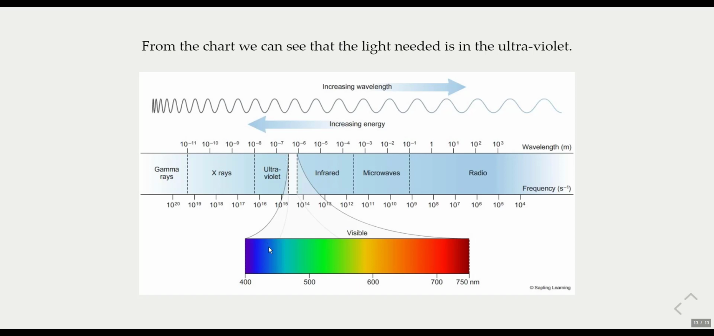And I can kind of tell by looking here, I'd have to be at 4 times 10 to the minus 7, or 400 nanometers, to be in the visible area. So not quite visible, a little more energetic than visible light. It's a UV light. Great, that's it.